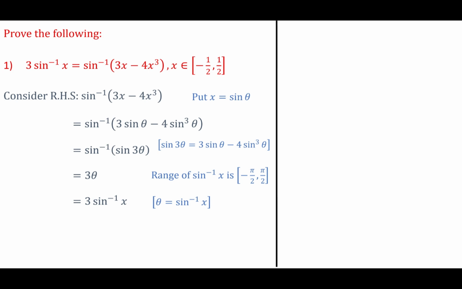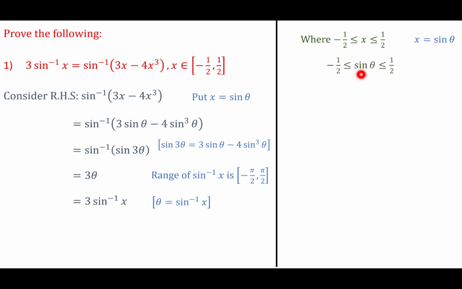Still, we have to prove that this 3 theta lies in this range. What is given? The given thing is x belongs to negative half to half. So I can write like this: x lies in between negative half to half. So negative half is less than or equal to x, less than or equal to half. Whereas x here is sine theta, so in place of x, I will write sine theta. It will be like this.